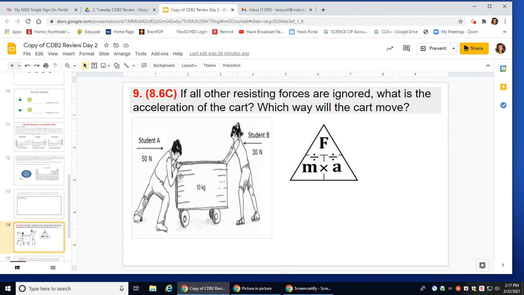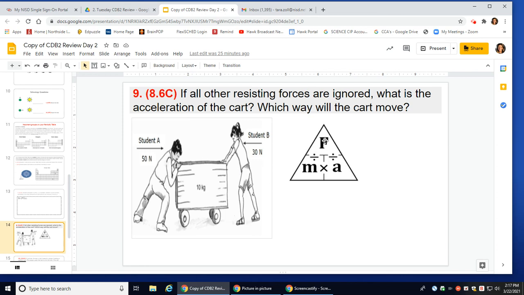We need to know what's the force acting on the cart. Now, this could be tricky because if you have one person pushing to the left with 50 newtons of force, and then you have one person pushing to the right with 30 newtons of force, you have to get your net force. So your net force is, if they're in opposite directions, you have to subtract. So 50 subtract 30, I have a net force of 20 newtons acting on the box.